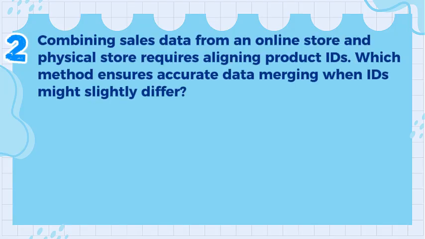Question number 2. Combining sales data from an online store and physical store requires aligning product IDs. Which method ensures accurate data merging when IDs might slightly differ?